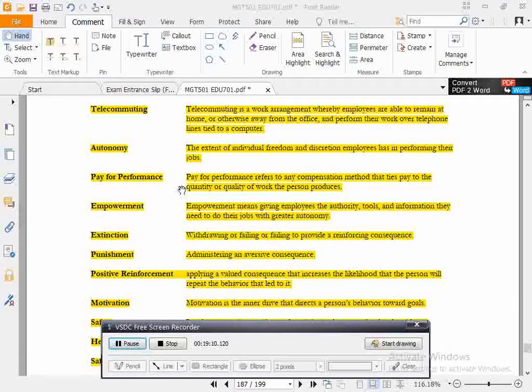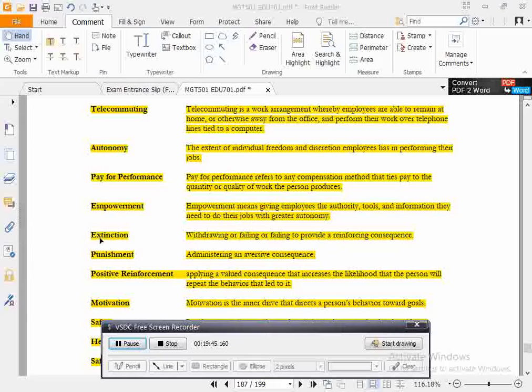Pay for performance refers to any compensation method that ties pay to the quantity or quality of the work a person produces. Empowerment means giving employees the authority, tools, and information they need to do their jobs with greater autonomy.